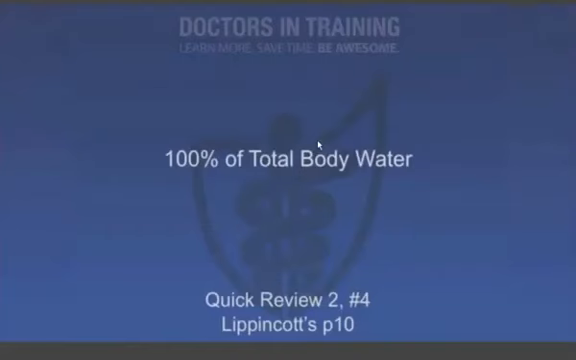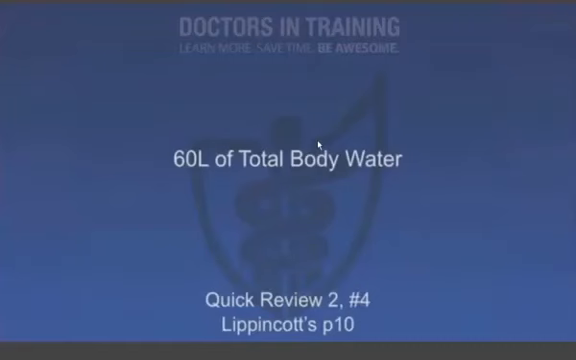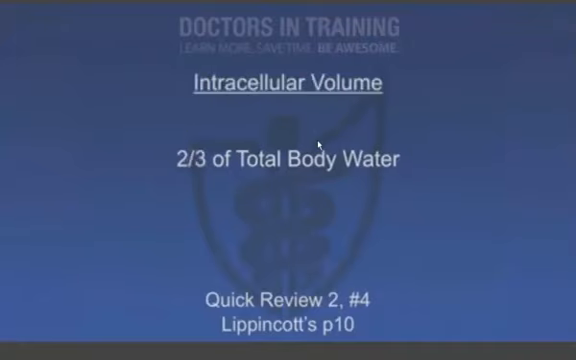Number 4, complete the following chart of body volumes below for a 100 kilogram person. We did this in lecture for a 70 kilogram person. This is important to know, how these body compartments are compartmentalized, for testing purposes. Total body water is 100% of your total body water. Liters in a 100 kilogram patient is going to be 60%. So 60% of your mass is water, right? Total body water. So this is going to be 60 liters.